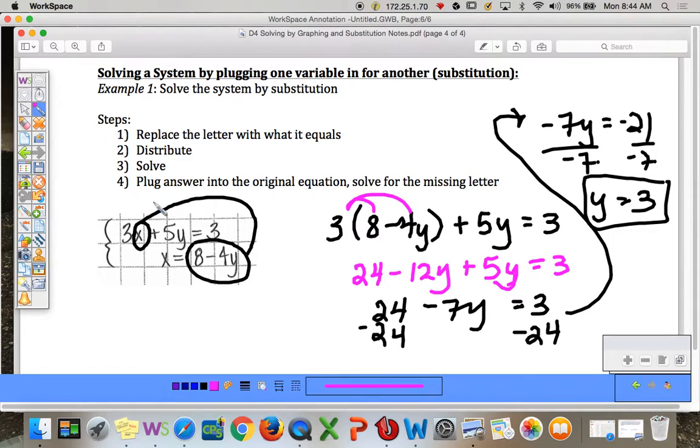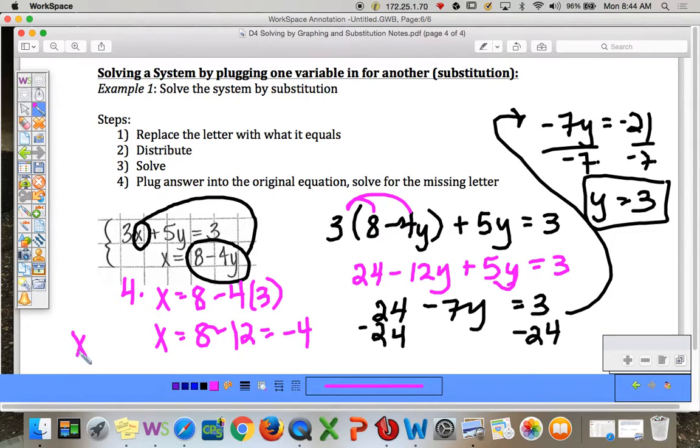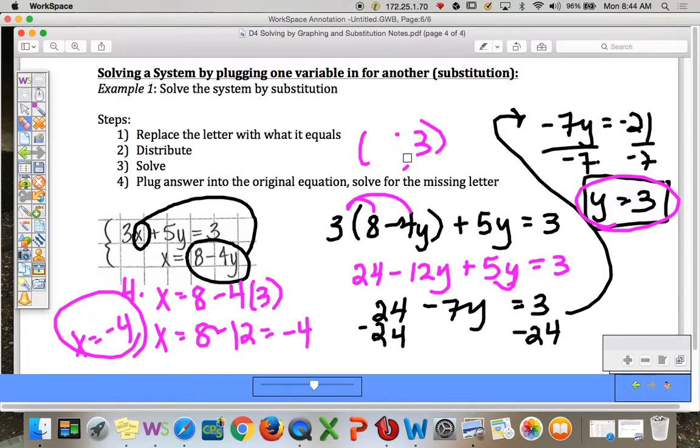So the last step: plug the answer into the original equation and solve for the missing letter. So we have x equals 8 minus 4y, but we know y is 3, so I'm going to plug that in. So we have x equals 8 minus 12, which equals negative 4. So these two lines do cross, and they cross at the point (negative 4, 3). So that's what this means right here. It's supposed to be a comma. Let's try that again. All right, so these two lines cross at (negative 4, 3).